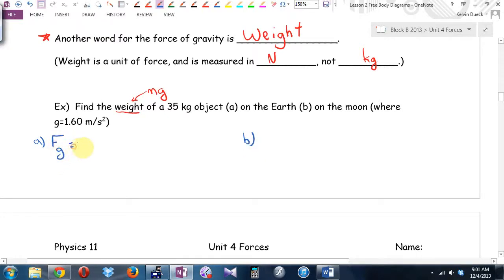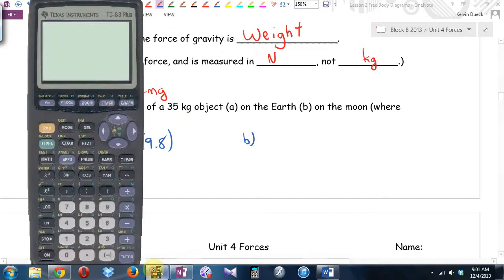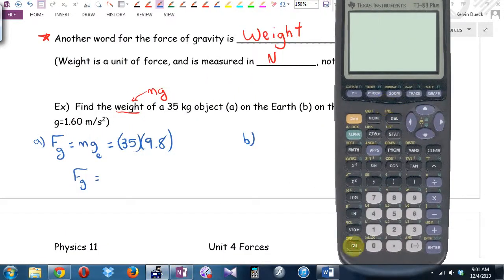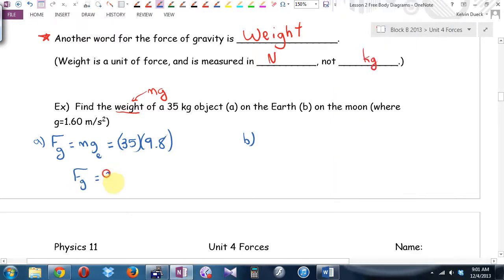On the Earth, it's going to be mg of the Earth. It's going to be 35 times 9.8. 35 times 9.8, 343 newtons.